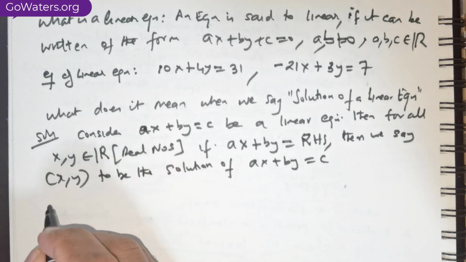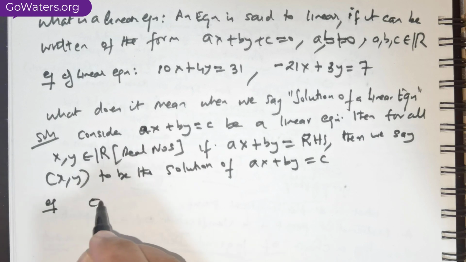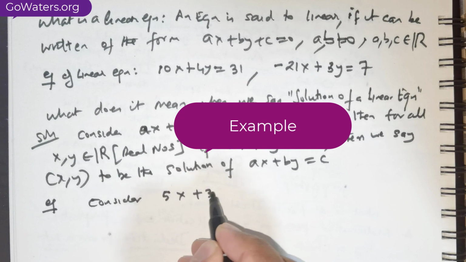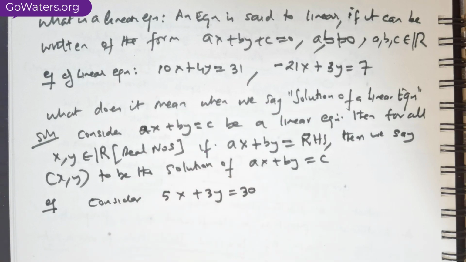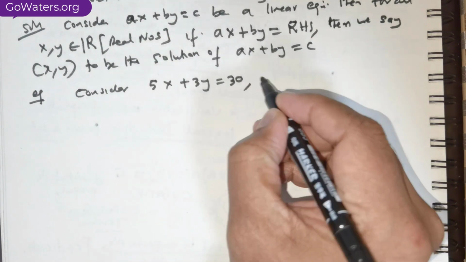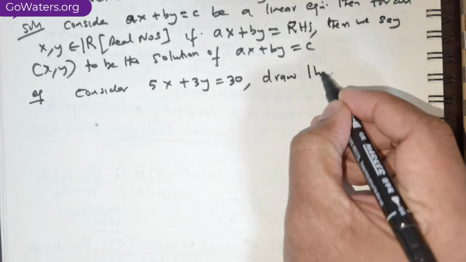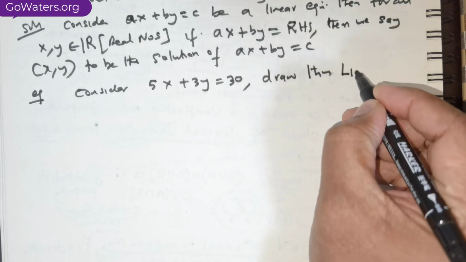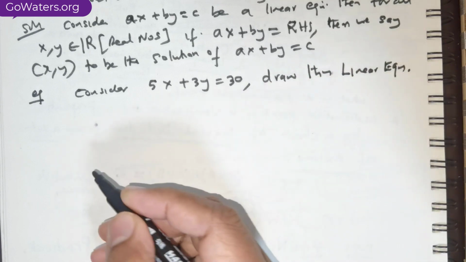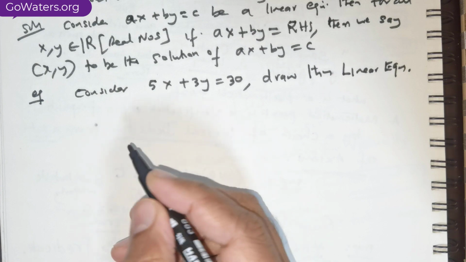Example, let me give an example. Consider 5x + 3y = 30. Now, imagine they are asking us to draw this. Draw this equation, this is a linear equation, okay? They are asking you to draw. Now the question is, how are you going to be drawing this?